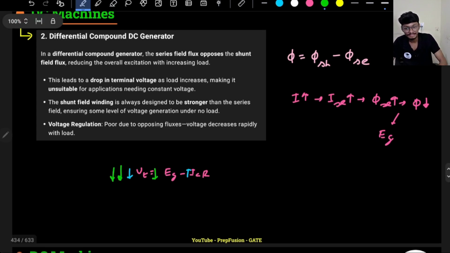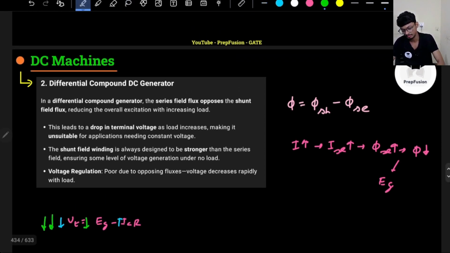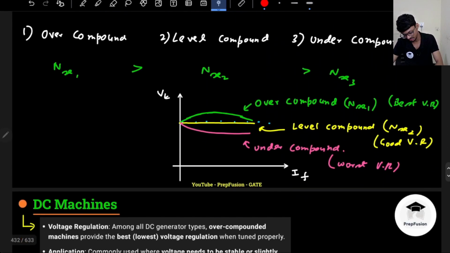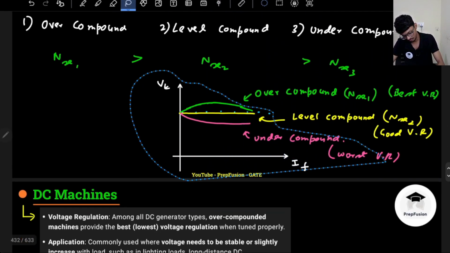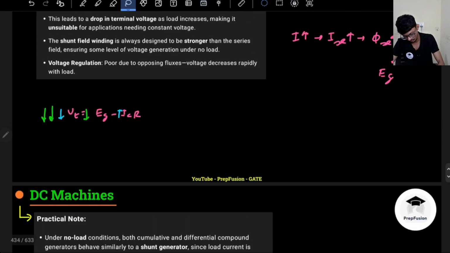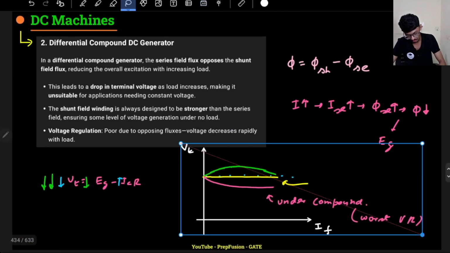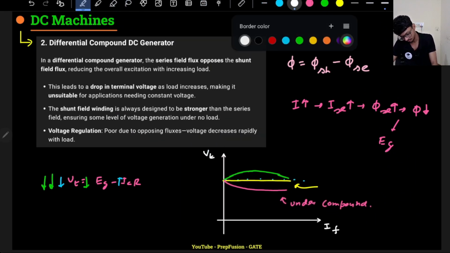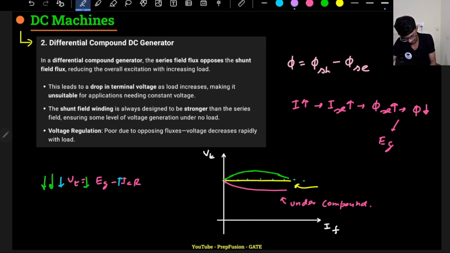So it is like a shunt DC machine, but even worse, because here the flux is anyway reducing and the series field is further reducing it. So if I copy the previous graph, I will add the differentially compounded machine here. Over compound and level compound are cumulatively compounded, and the differentially compounded will lie somewhere here, something like this. This is the differential one, which will be worse than all of them.